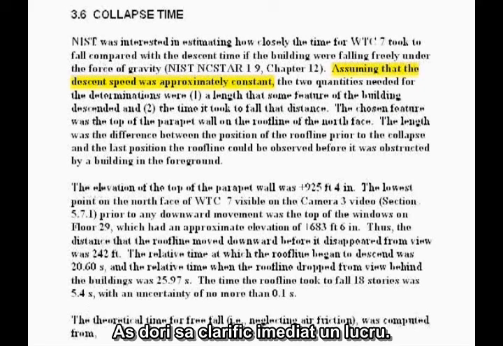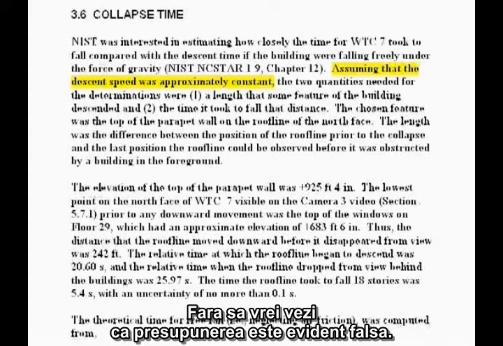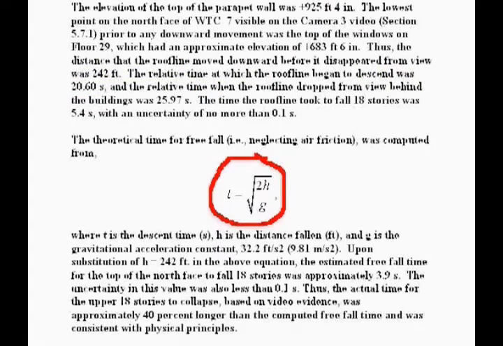I would like to clarify one thing right away. On page 40 there is a phrase, quote, assuming that the descent speed was approximately constant, unquote. The assumption is clearly false from even casual observation. However, the fact that they proceed to use a formula for constant acceleration clearly indicates the constant speed reference is a misstatement. They're actually assuming constant acceleration.